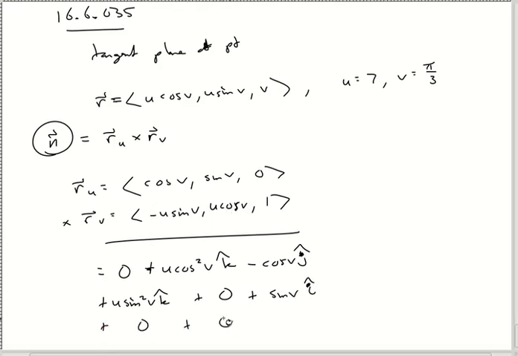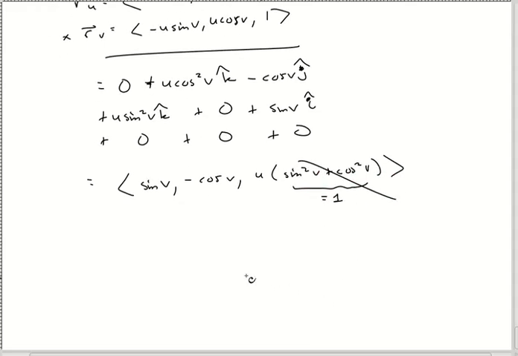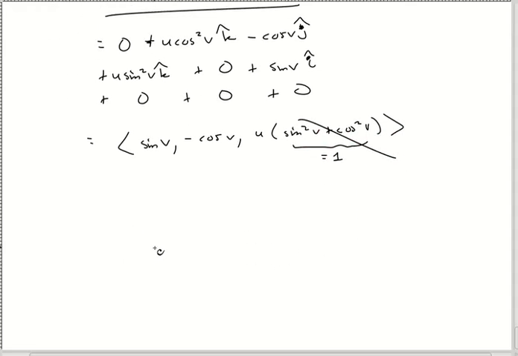0 times anything is 0, so you can just get rid of all those now, finally. So my i, I got a sine v, my j, I got a negative cosine v, and my k, I got u times sine squared v plus cosine squared v, essentially. We'll notice that this guy right here equals 1. So you can just basically get rid of that one. Much easier to work with.